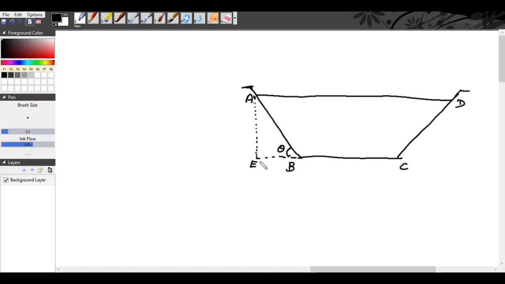Now this AE is nothing but the depth of flow, right? Now we will consider, if this angle is theta, this angle is also theta, because these both are horizontal, parallel lines, and this is a sloping line meeting these two parallel lines. So adjacent angles are equal. So if this angle is theta, this angle also will be equal to theta. We will take the bottom width as B.